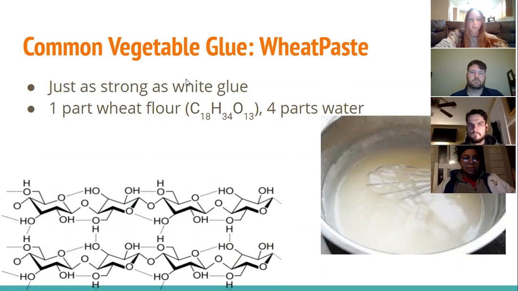And it's just 1 part wheat flour and 4 parts water. So you can bring this to a boil, or you can microwave it. And then once it's ready, you can just use it right as a glue. And you can also add salt, cinnamon, or vinegar to increase its shelf life.